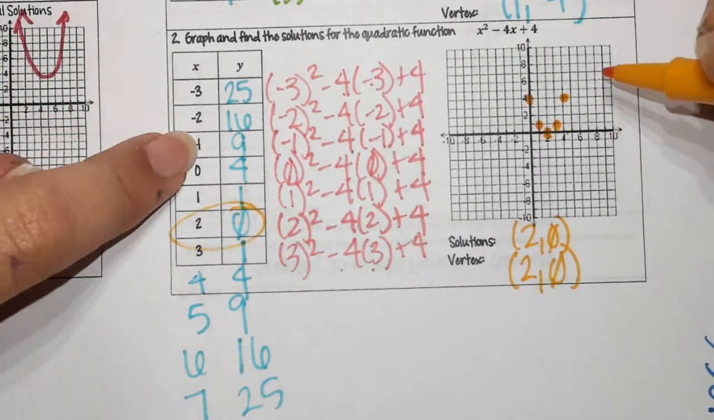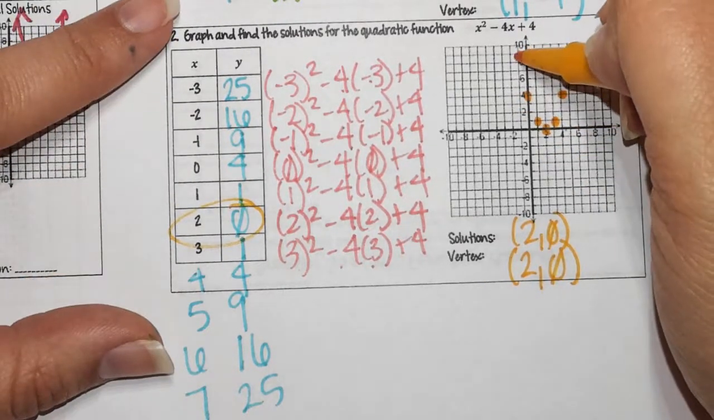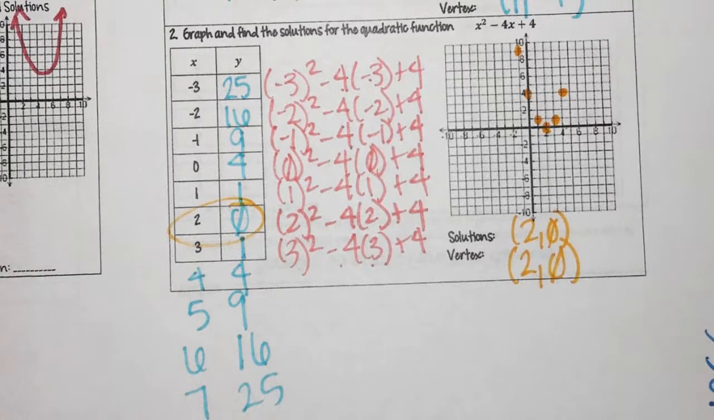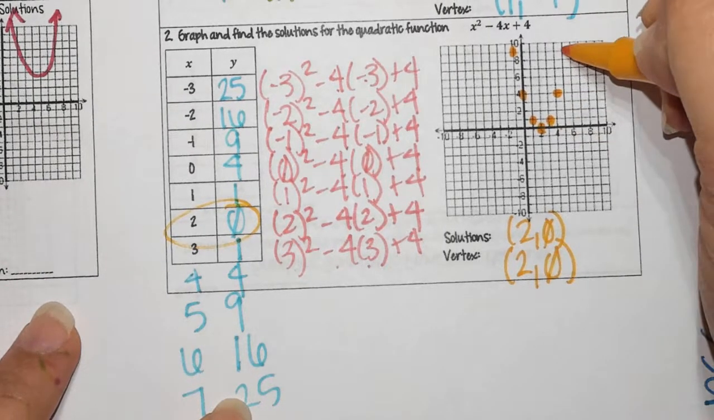All right. Do we have room for negative 1, 9? Yes, we do. Don't be lazy. All right. And what would the matching coordinate be? Positive 5, 9, guys.